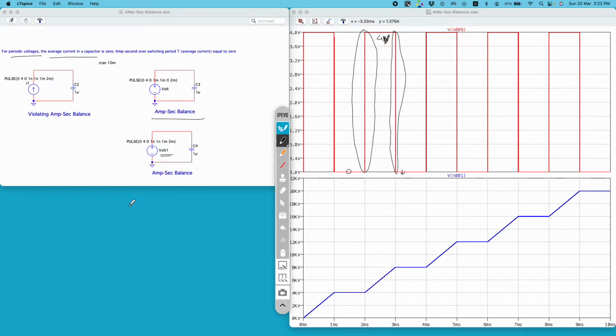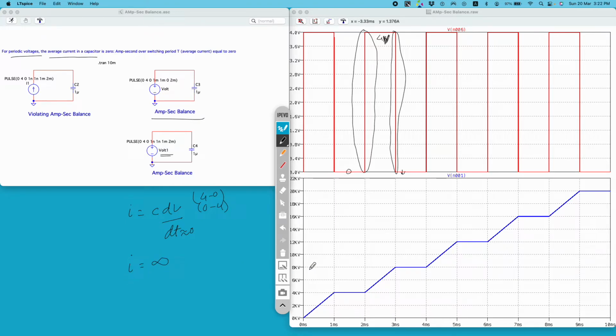Now coming back to the same mathematical expression, I is equal to C dV by dt. What we are doing here is changing dV from 0 to 4 volt or from 4 to 0 volt in a time interval approximately close to 0. So if the denominator of this expression is 0, then the current will be very high.